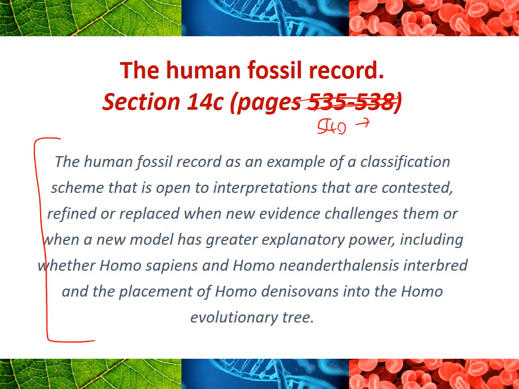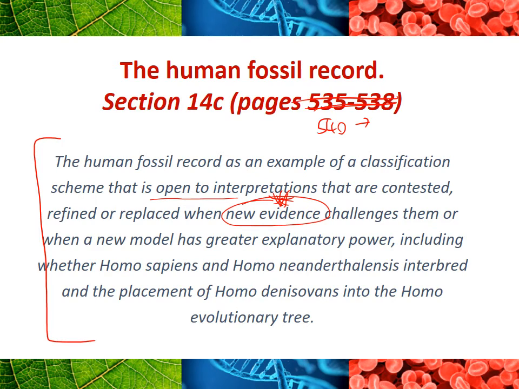So it's the human fossil record as an example of a classification scheme that is open to interpretations, that are contested, refined, or replaced when new evidence challenges them, or when a new model has greater explanatory power, including whether Homo sapiens and Homo neanderthalensis interbred and the placement of Homo denisovans into the Homo evolutionary tree. Big mouthful. Basically what they're saying is this happens all the time.